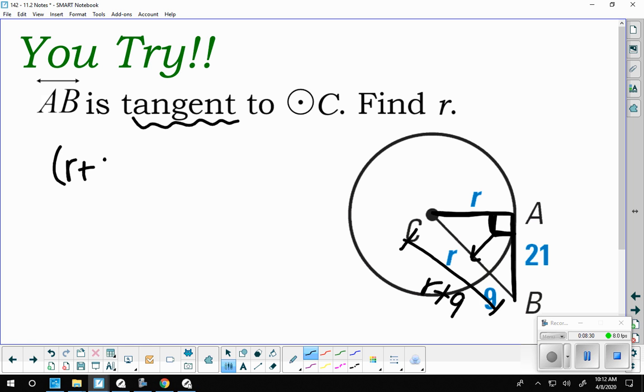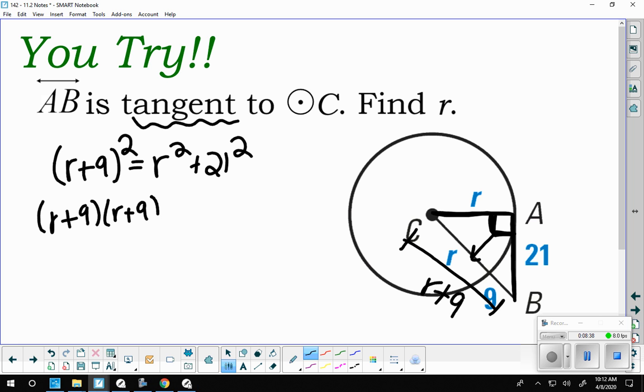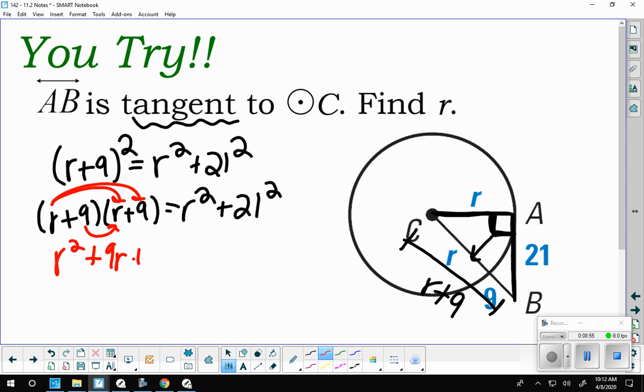So hypotenuse squared equals leg squared plus leg squared. So to square something means to multiply it by itself. You do not want to distribute the squared, okay? We want to make sure you do r plus 9 times r plus 9. And now let's FOIL. First times first, r times r is r squared. Outer, r times 9 is 9r. Inner, r times 9 is 9r. Last times last, 9 times 9 is 81.